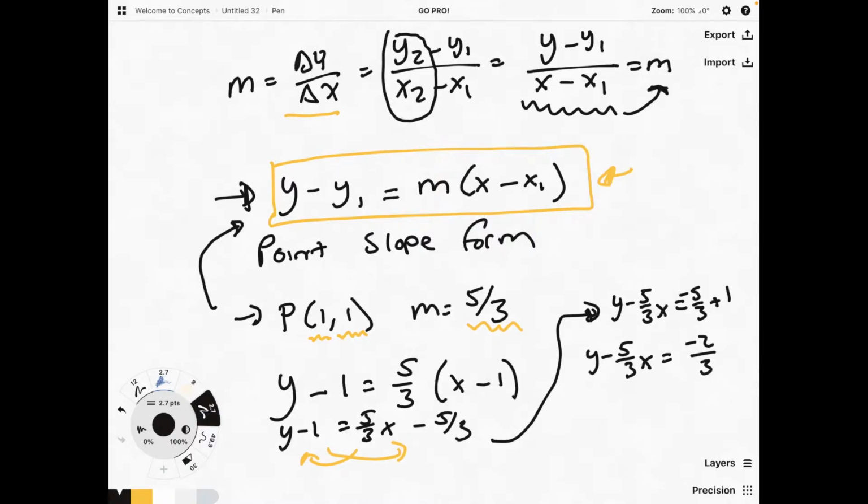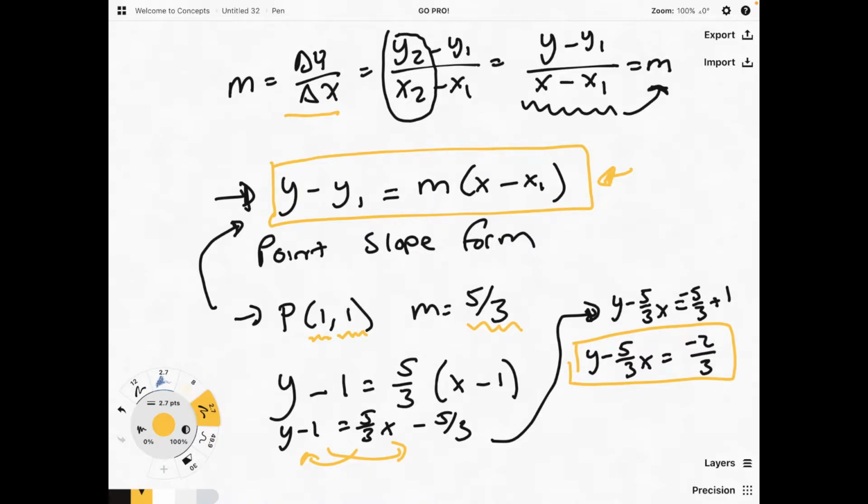If you need a refresher on how to add fractions, I will also link a video in the description below. And this is our answer. So from the point slope form, we were able to find a desired form for the equation of a line, which is y minus 5 over 3x equals negative 2 over 3.